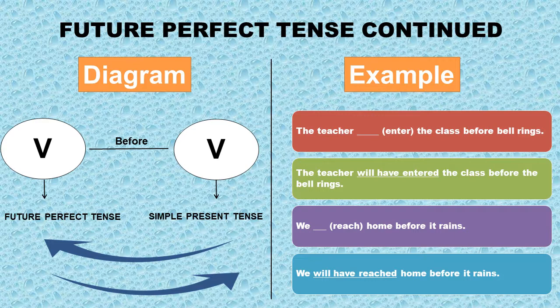In the second example also, we have the signal word before, and the verb rain is written in simple present tense, rains. So the other verb will definitely be written in future perfect tense. So your answer will be: we will have reached home before it rains.